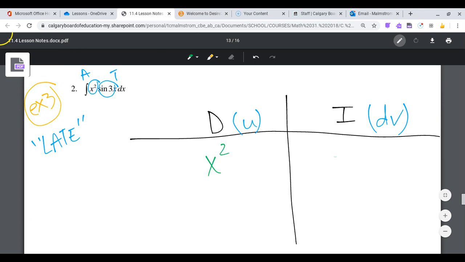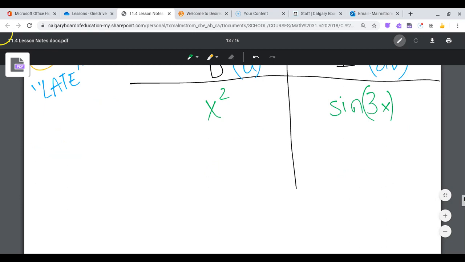And that means sine 3x is going in the integration piece for dB. So we just did x squared, so you already know all of these. The derivative of x squared is 2x. The derivative of that is 2. The derivative of 2 is 0. Now be careful with your trig. Okay, so what is the antiderivative of sine 3x?